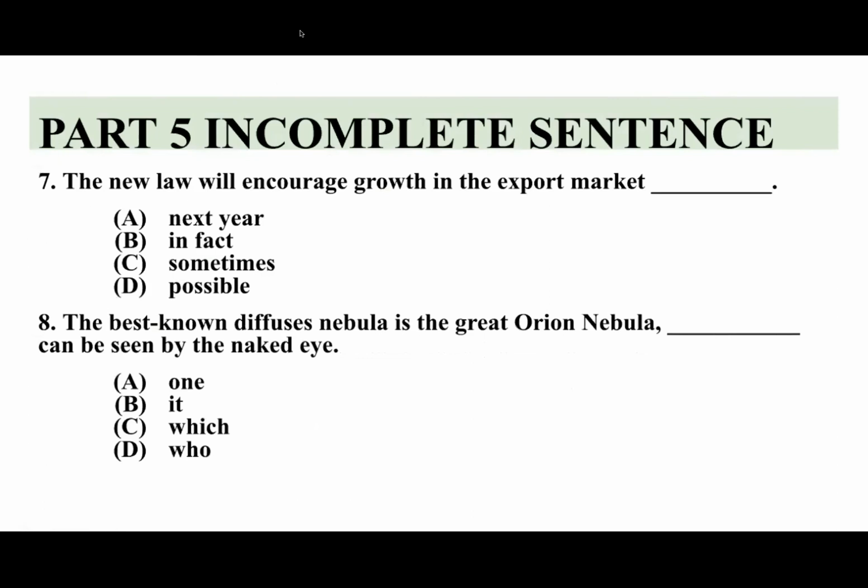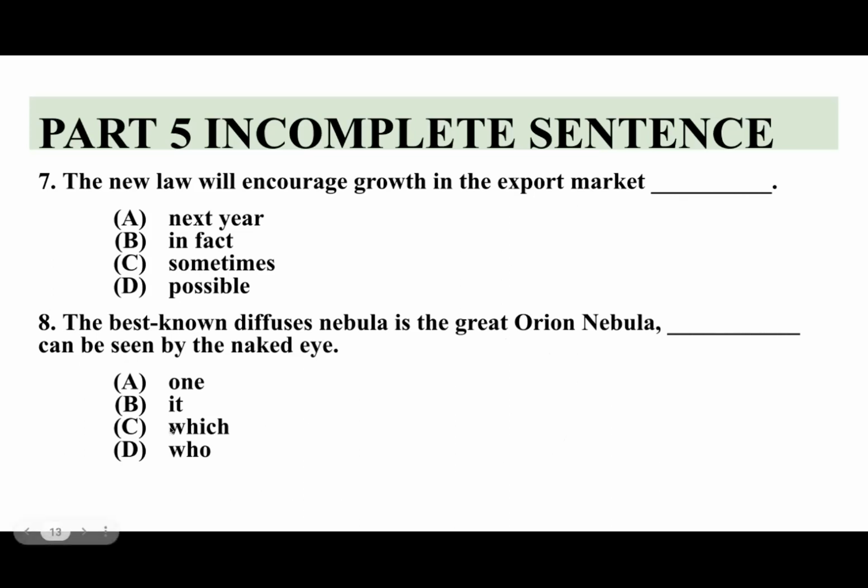Alright, the law will encourage growth in the export market next year. So we can see that "will" is for future, future tense here. So we need an adverb that specifies the time frame. So it must be "next year", right? A. Next, please.